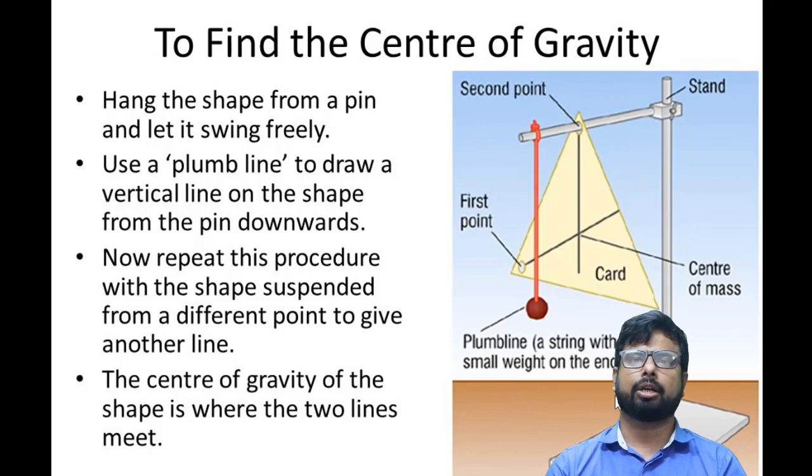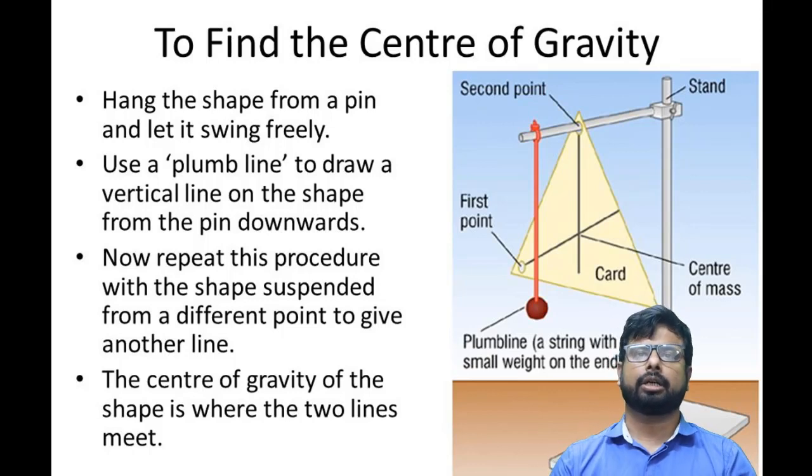Then, to find the center of gravity, another method: hang the shape or lamina from a pin and let it swing freely. Use a plumb line to draw a vertical line on the shape from the pin downwards. Now repeat this procedure with the shape suspended from a different point to give another line. The center of gravity of the shape is where the two lines meet.